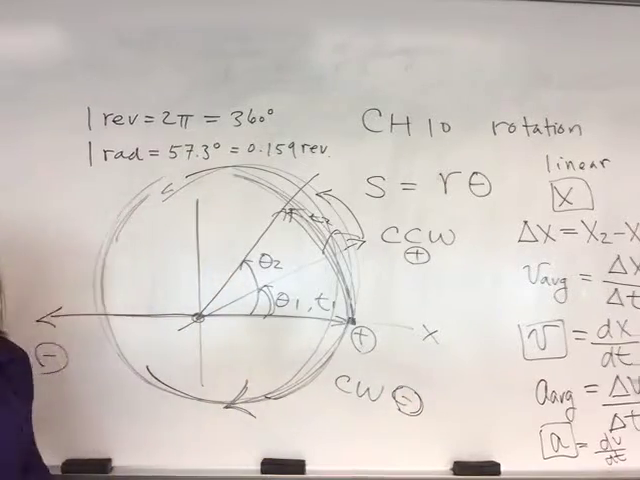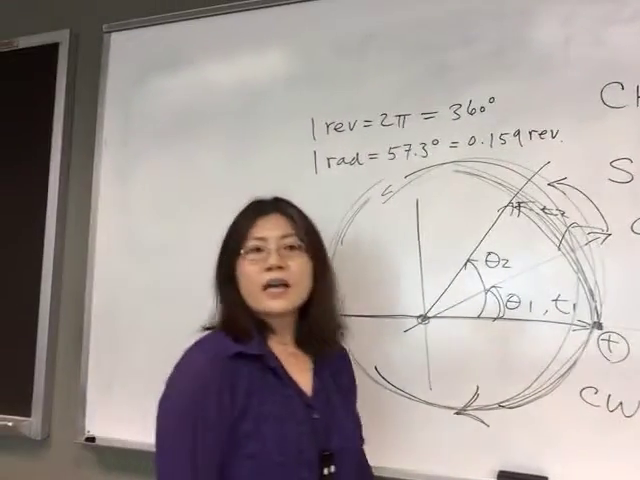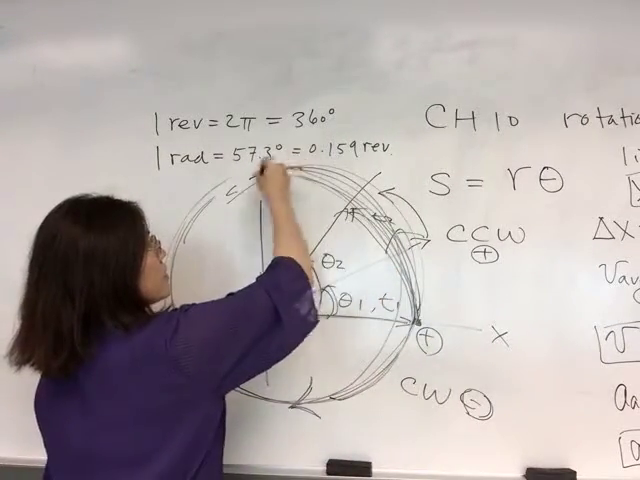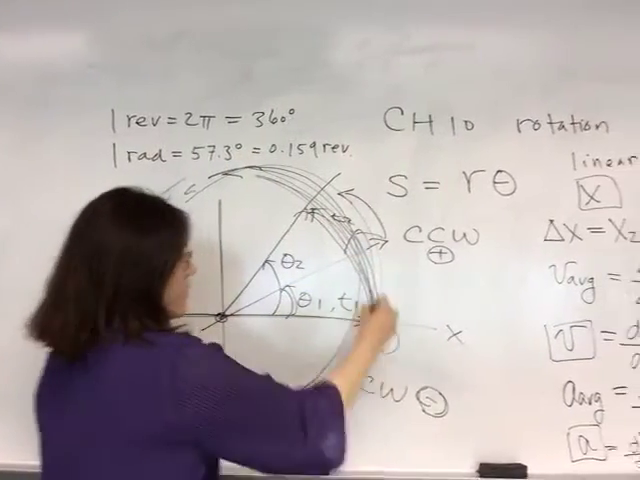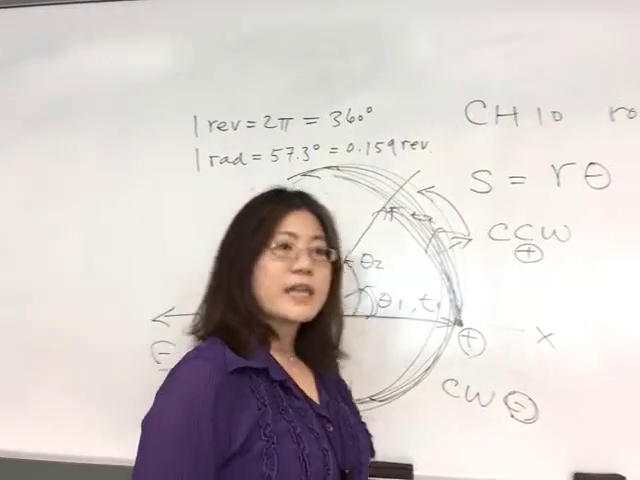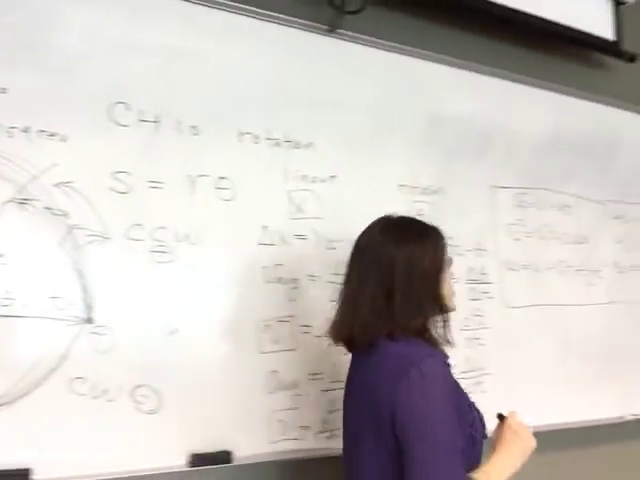Okay, so this is how we define the angular position. So let's say if you have an angular position that's going in this direction, then that's considered positive. If that's going in the opposite direction, in the clockwise direction, then that's considered negative. Okay, so that's for position.